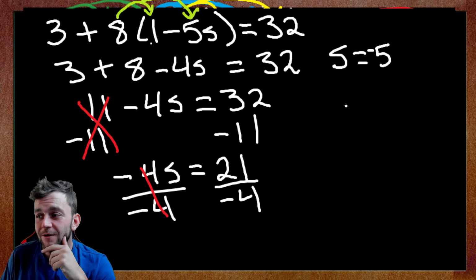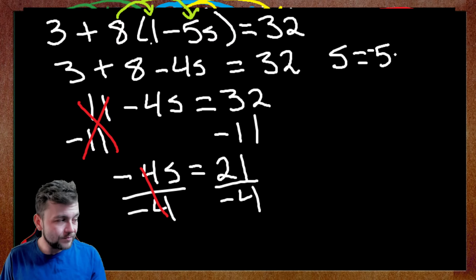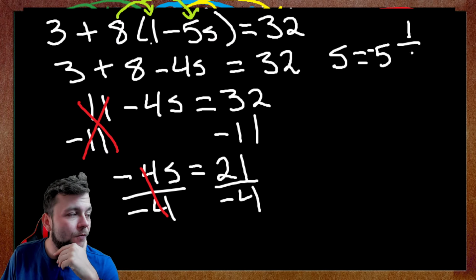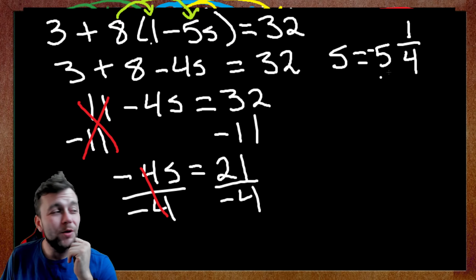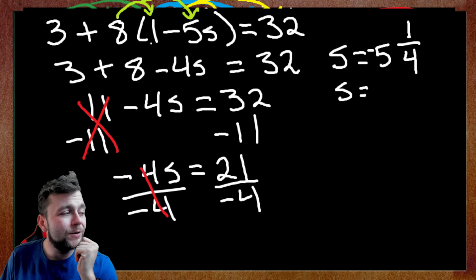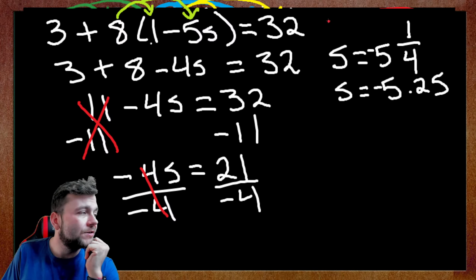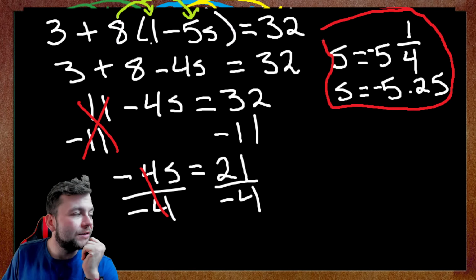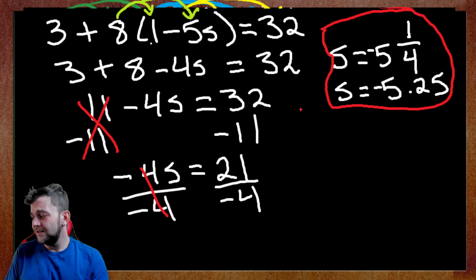Let's see how good that looks. It's been a little bit. We have a negative 5 and 1/4. So s equals negative 5 1/4, or as a decimal, negative 5.25. There we go. That's good. Circle your answers. Do it always. It's nice. Even if you can't draw a good circle, teachers still like it.